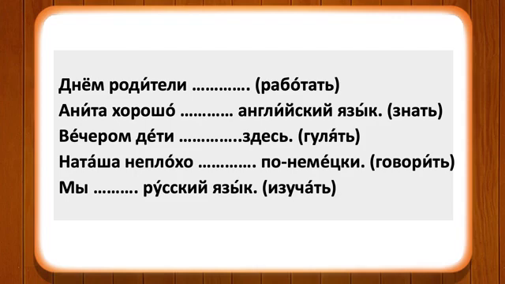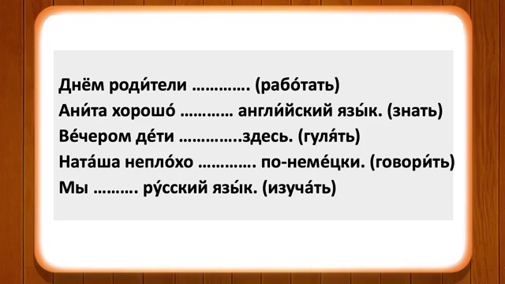Наташа неплохо по-немецки. The verb that you need to use is говорить. Говорить. Natasha is она. So the subject is она. So the verb form that you will be using, that will take the она form. So Natasha неплохо говорит по-немецки.